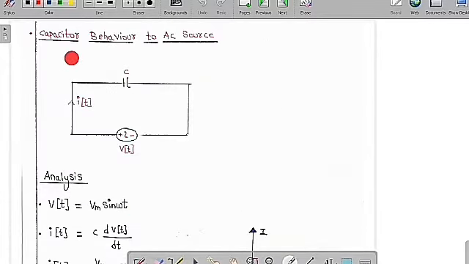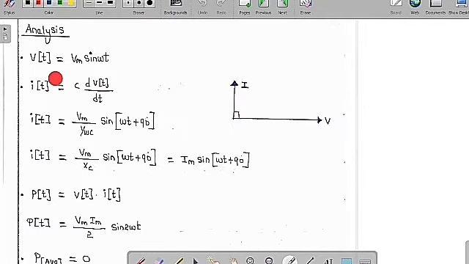So now we are going to learn about the capacitor behavior with the AC source. Means what is the behavior of the capacitor when we connect it to the voltage source. So the voltage source expression is V of t, and the current to the capacitor is I of t. So what we are going to do is simple. We are going to do the analysis of this circuit. Supply voltage is equal to Vm sin omega t. So the expression of the current and the voltage in a capacitor is I of t is equal to C dV by dt.